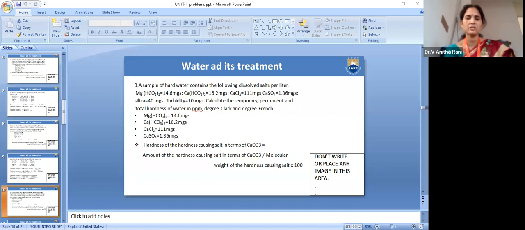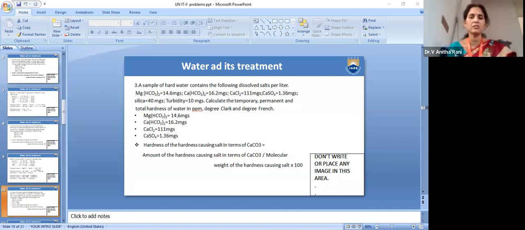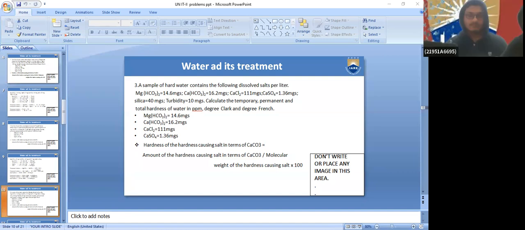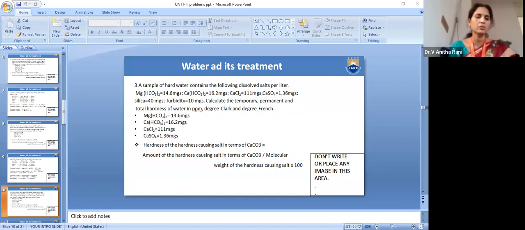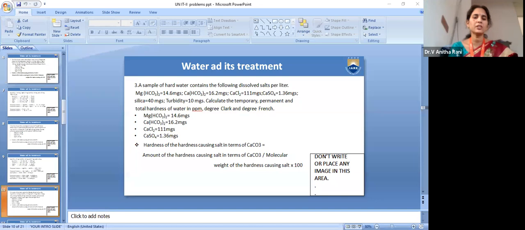Everybody first find out temporary hardness. What is the temporary hardness, ma? 20 ppm. Okay. Permanent hardness, how much you got answer? 101 ppm. Next, total hardness combined together? 121. Okay. So now you convert into degree Clark first.